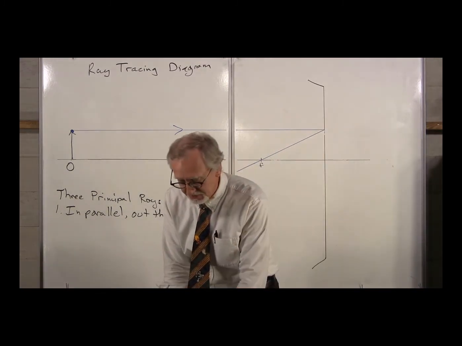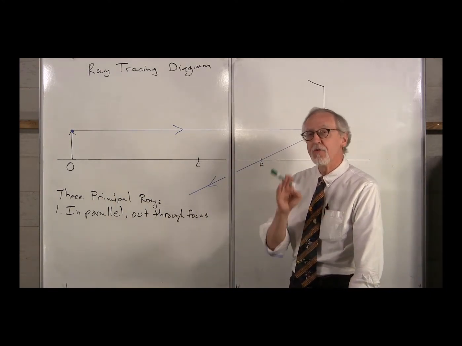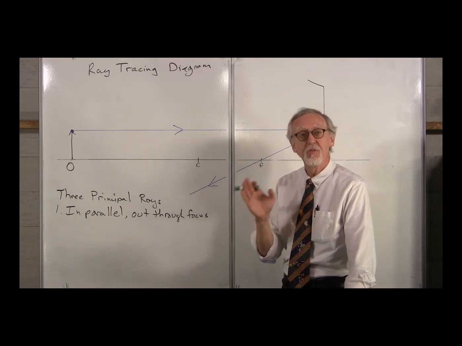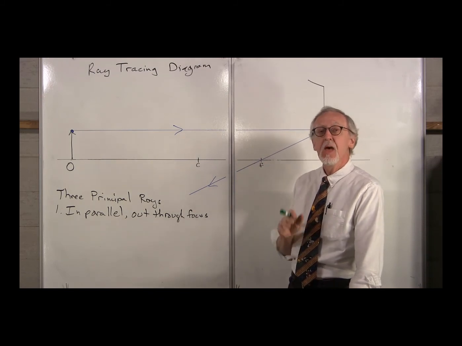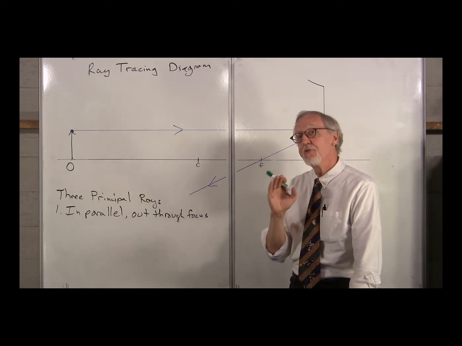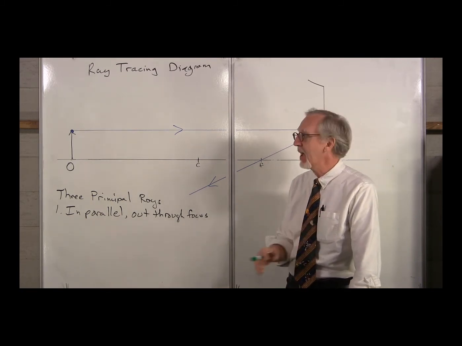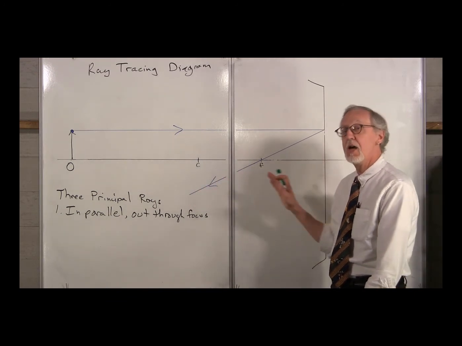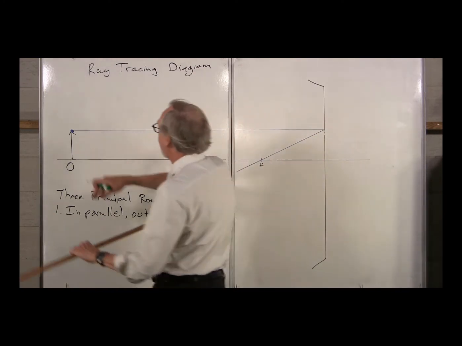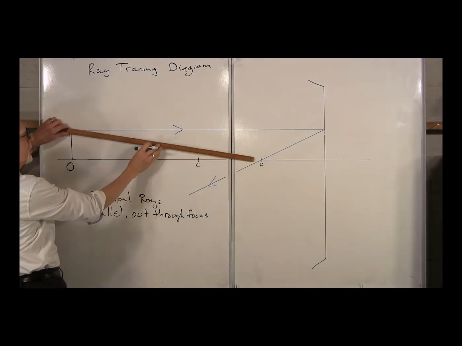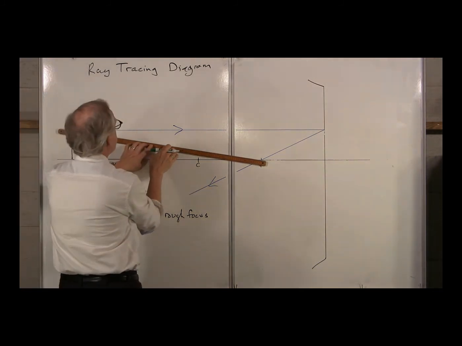Now, let's draw another one. And for this one, I'm going to draw it in green. Let's remember, if a ray can go from A to B, it can also go from B to A. So if a ray comes in parallel and then out through the focus, a ray that goes in through the focus must come out parallel. So let's draw a ray from our object that goes in through the focus. So the second ray we will draw from our object in through the focal point. So from here, in through the focal point. So this is our second ray.